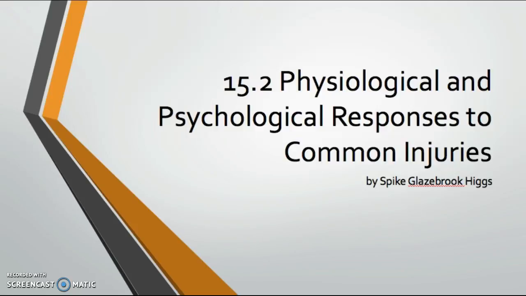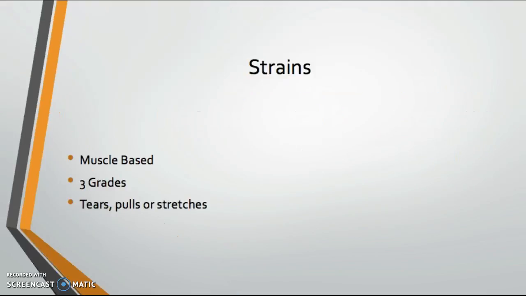So, there are 5 main physiological responses to injuries. These are pain, swelling, redness, heat, and a reduced range of movement. With muscle strains, it's muscle-based, and there are 3 grades: grade 1, 2, and 3.